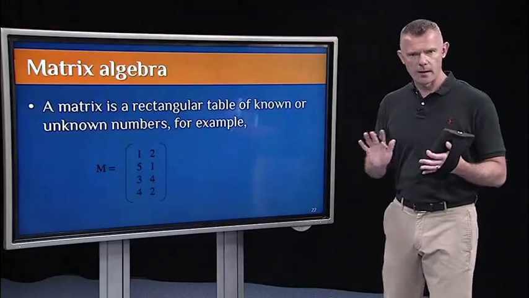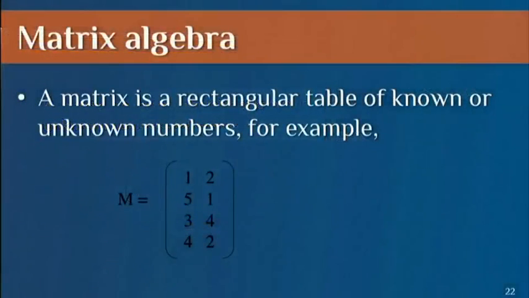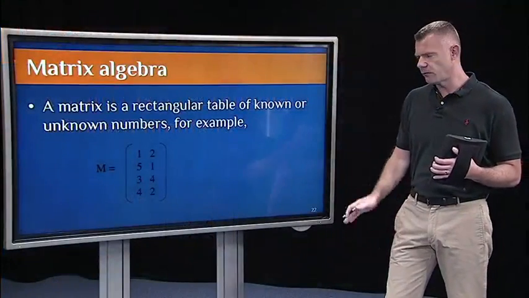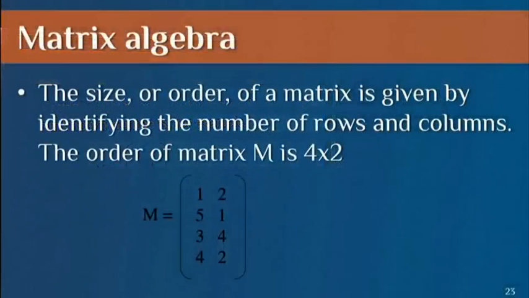So first start out with the matrix. A matrix is just a rectangular table of known or unknown numbers. It has a number of rows, a number of columns. The order of the matrix is always number of rows first, then number of columns. So this matrix that I'm showing you here, M, is a 4x2 matrix, 4 rows, 2 columns. But again, to reinforce that, it's rows, then columns.